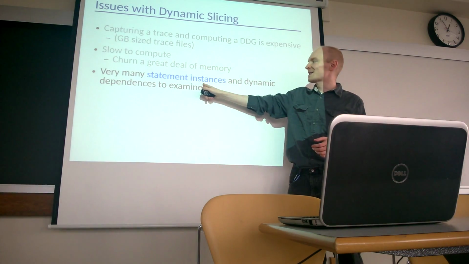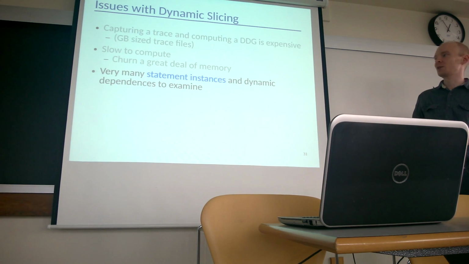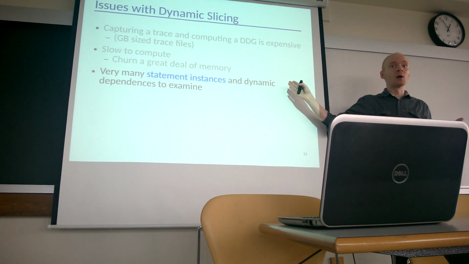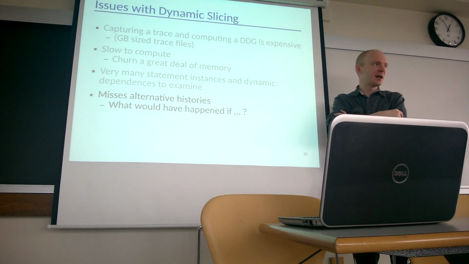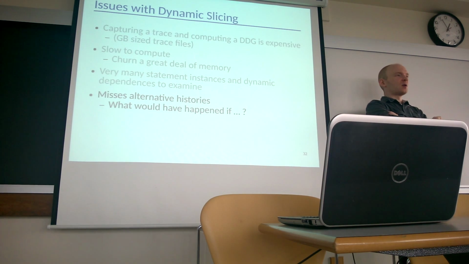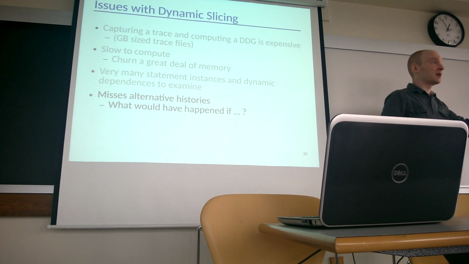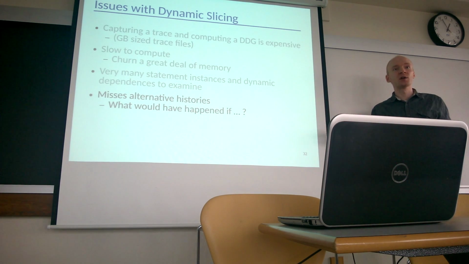And we have very many statement instances and dynamic dependencies to examine because, again, the graph is so large. It's all about scale. And you also miss these alternative histories. You can't answer questions like what would have happened if. So, maybe you had one execution and it took a particular branch and behaved a certain way. And you're really interested in, well, if this program had taken the other branch, what would have happened? You can't answer that sort of question at all because you only have the exact one history that you observed.